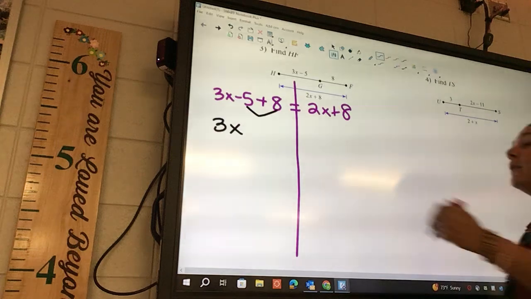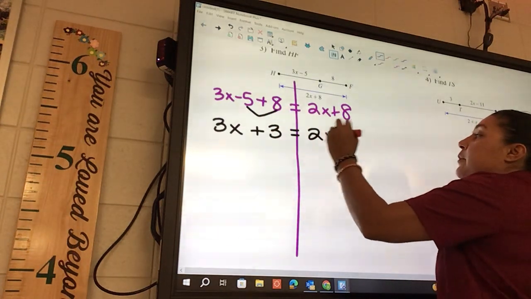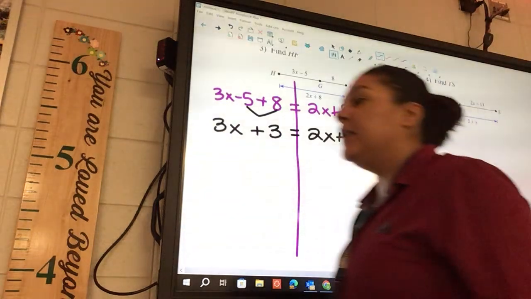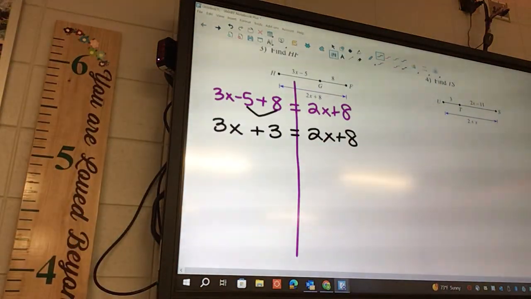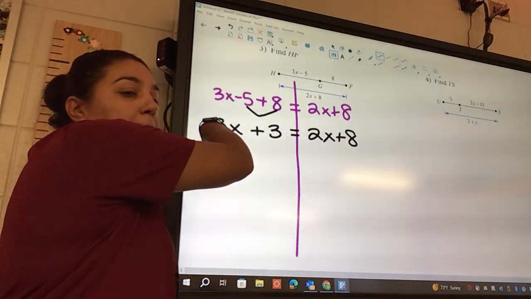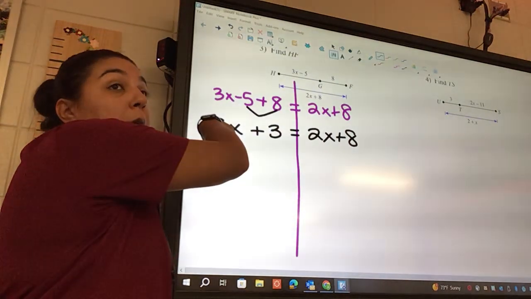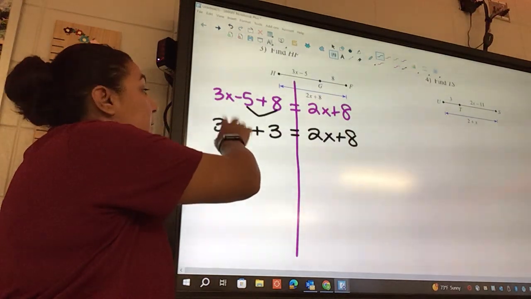Okay, so we're going to get 3x plus 3 and 2x plus 8. We need to move our letters to the left and the numbers to the right. Here is the left side. 3x, is that a letter or a number? It's a letter. And where is it right now? On the left. So is that where it belongs? Yes, so it does not need to be moved.